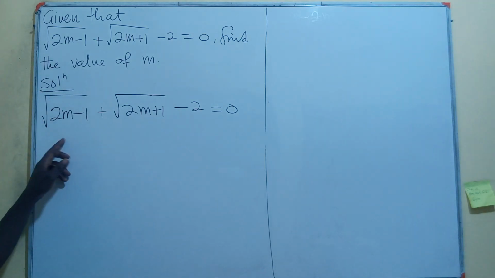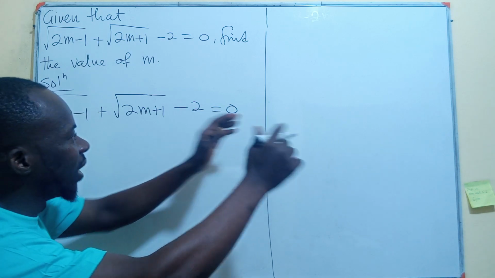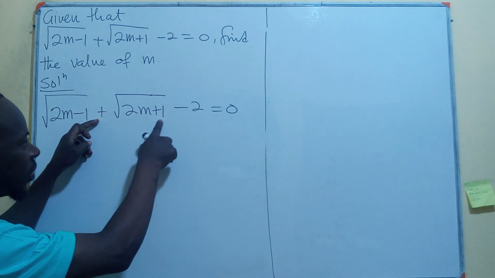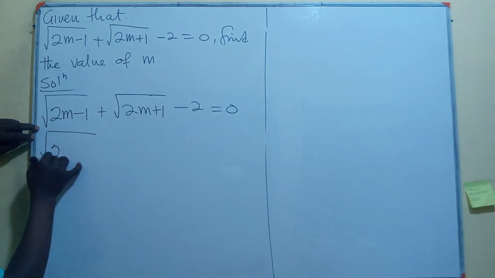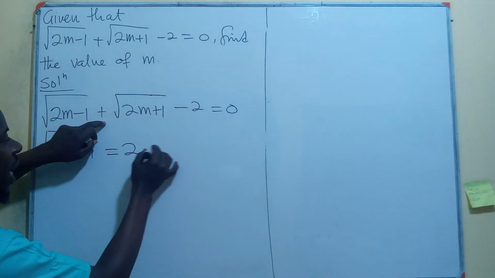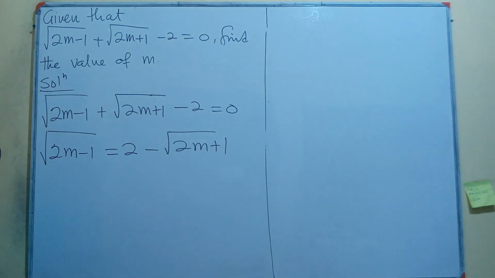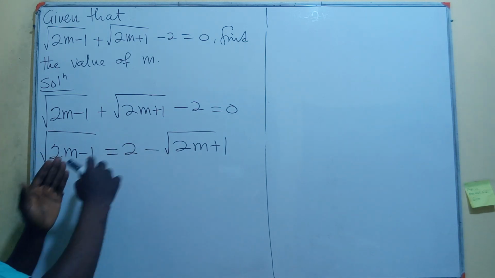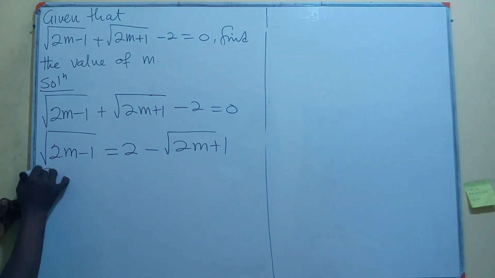In order to do this, we are going to send the last two terms to the other side of the equal sign. Bear in mind that this is negative, it becomes positive. This is already positive, it becomes negative out there. So let's maintain the first term, 2m minus 1 should be equal to 2, then minus root 2m plus 1. Now the two sides of the equal sign both have the radical sign.